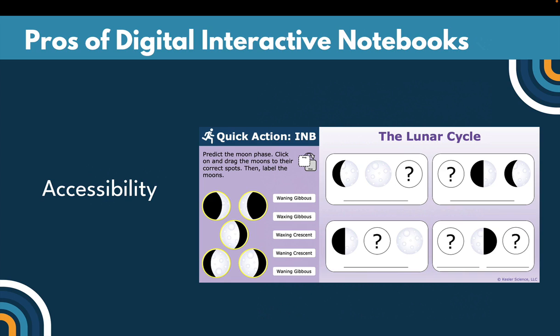Now let's look at the pros and cons of a digital notebook. The first big pro is they can be accessed from anywhere with an internet connection. There are no issues with portability either. This fosters collaboration and allows students to work on them from home without fear of it getting lost.